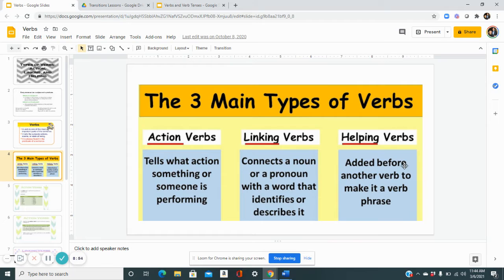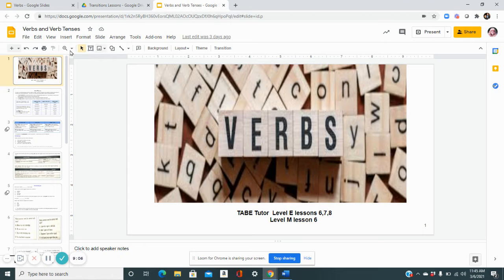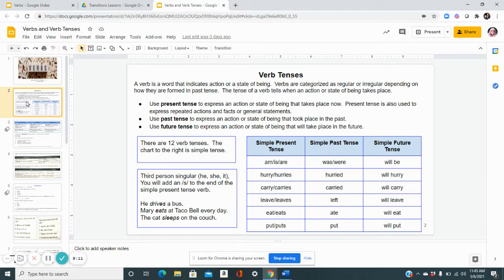So those are the 3 types of verbs that we have. So now that you have a little understanding of the 3 main types of verbs, let's talk about the slides that are in your binder. When we have verbs, we have to use them in specific ways. Every sentence will have a subject and a verb. The subject is the who or what in the sentence. The verb tells what the subject is doing.